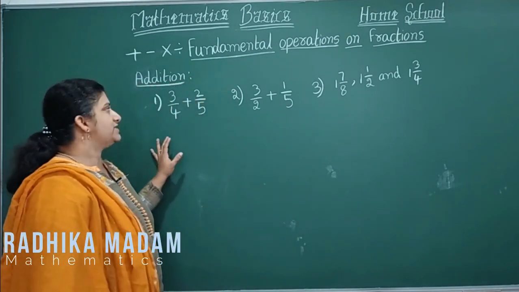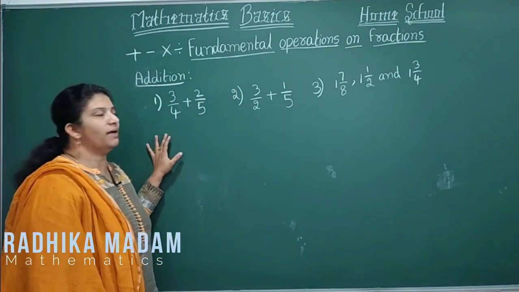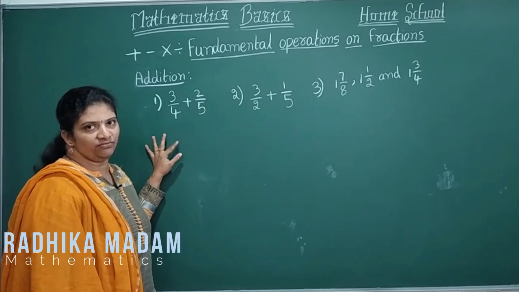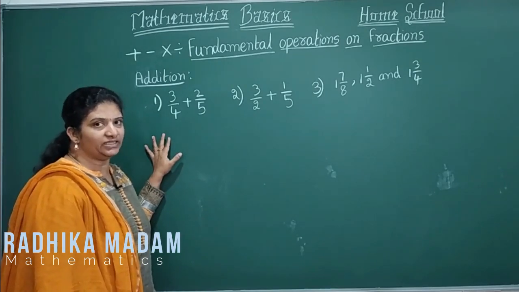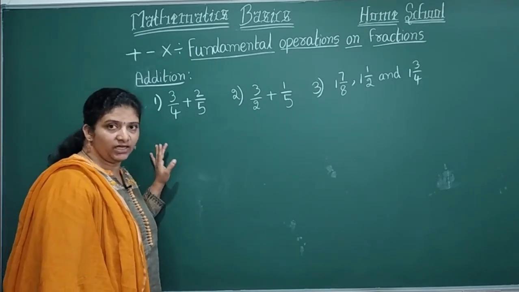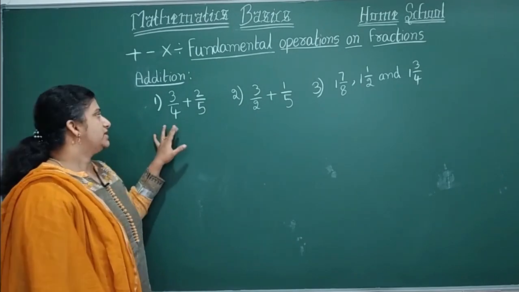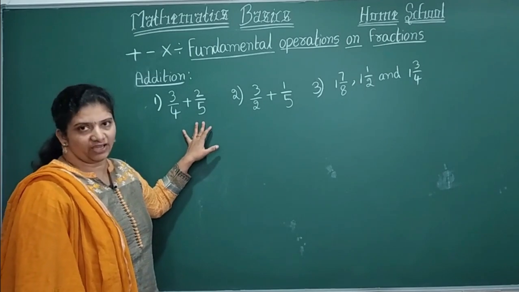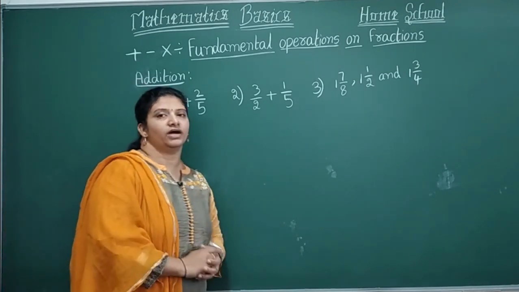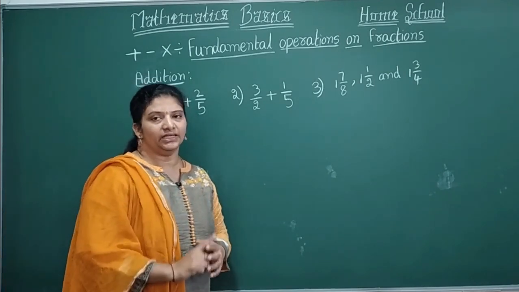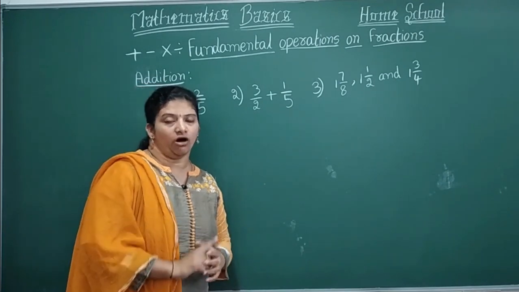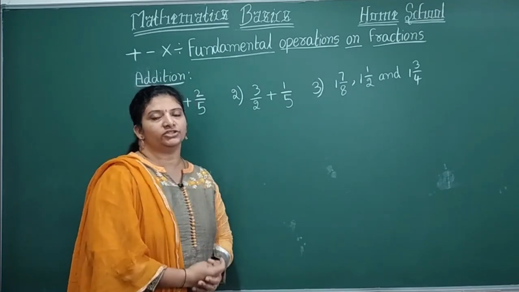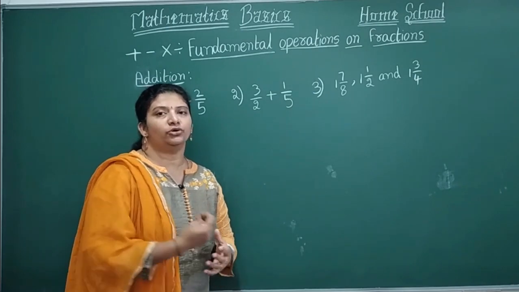Let's see the first example here: 3 by 4 plus 2 by 5. How to do addition here? We have to observe the denominator first. You have the denominator 4 here and 5 here. What is the first step of your addition? Make the denominators common. Both the denominators should be the same. How will you do that?